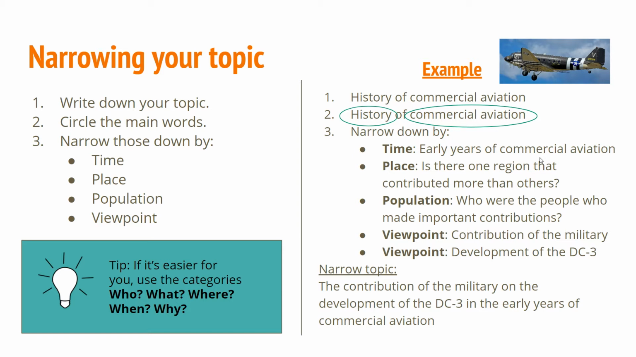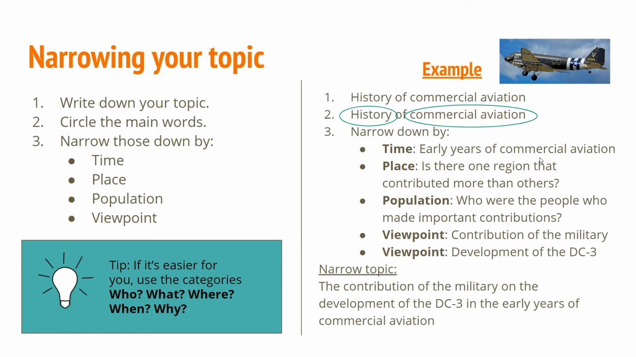So start off, number one, by writing down your topic, just your broad topic. And then after that, circle the main words in the topic, and then try to narrow those words down by shrinking it down to a specific time period, or a specific place or geographic region, or focus on a specific population, or maybe there are different viewpoints that you can approach the topic through.